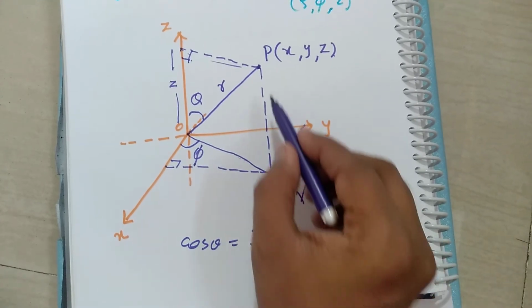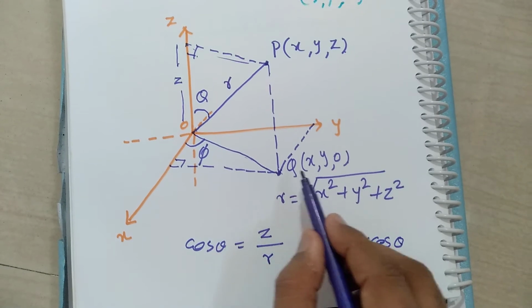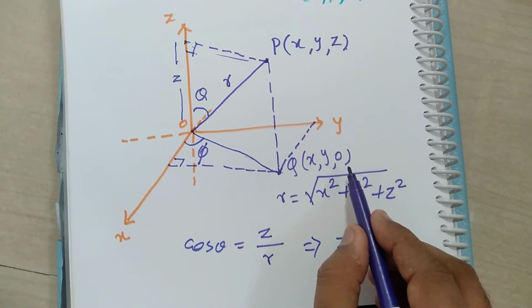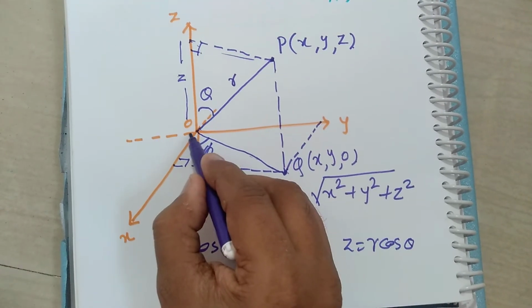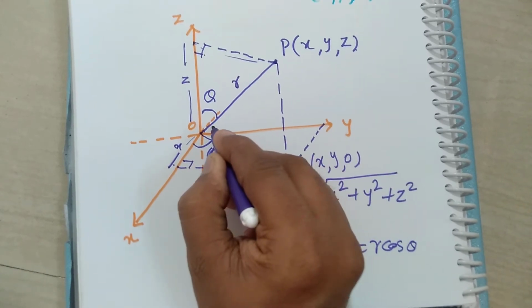Okay, any problem? Now this point you are projecting on the xy plane, you are getting the point x, y, 0. Correct or not? This distance is x and this distance is y.